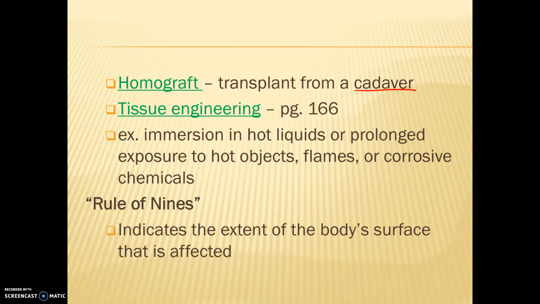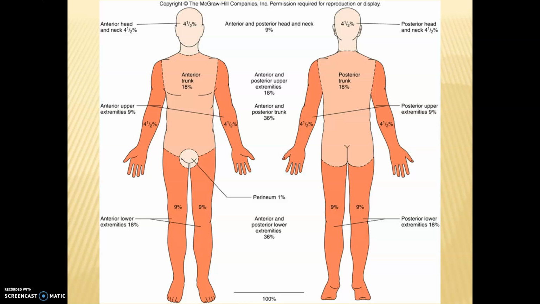And rules of nines is something that we're going to talk about. This indicates the extent of the body surface that is affected. So we're going to take a look at that right now. If we take a look at that image right here, we see that we have different parts that equal 9% of our body. If we look here, our anterior and posterior of our head and neck is our 9%. Our anterior and posterior upper extremities is going to be 9%. So we can see the front of our arms is 9% and the back of our arms is 9%.